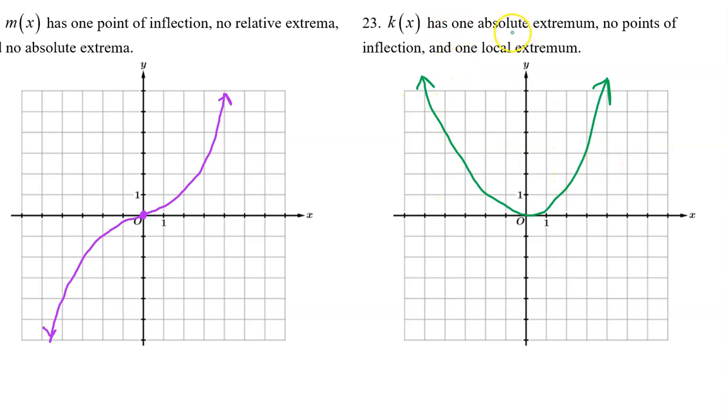It has one absolute extremum, right? Meaning we have one absolute min. There are no points of inflection. It's concave up the entire time. It also has one local extremum because this vertex at the bottom is both the absolute min and also a local minimum.